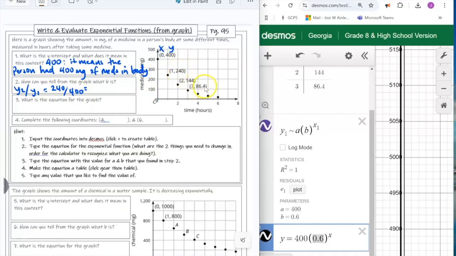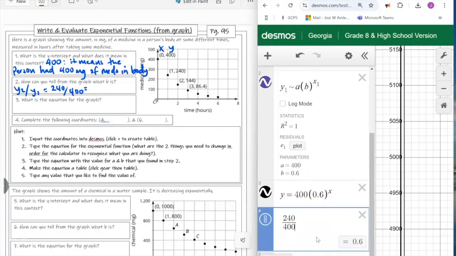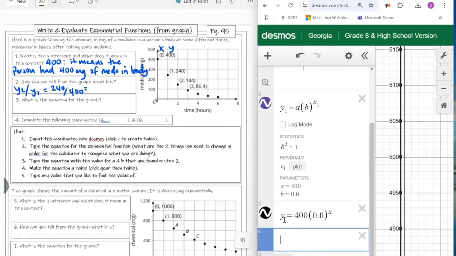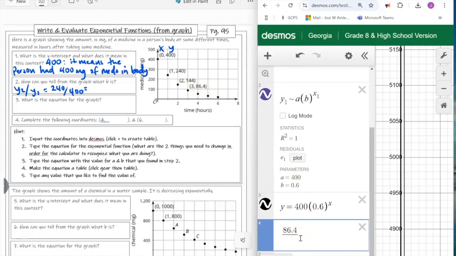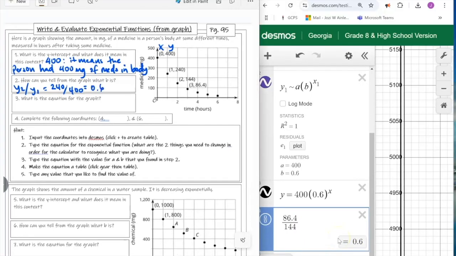I can do 86.4 divided by 144, because if it's an exponential function, every time it changes, it's going to change by the same ratio or factor, and at this point it's 0.6. So we're going to double check that to make sure we have 0.6. So we're going to do 240 divided by 400, and it's 0.6. Now look, I didn't have to choose those two. Let's say I chose 86.4. I have to choose the one before it, so it'll be 86.4 divided by 144, and it'll give me the exact same thing, because it does not matter which ones you choose, as long as you choose them in order. The second divided by the first.